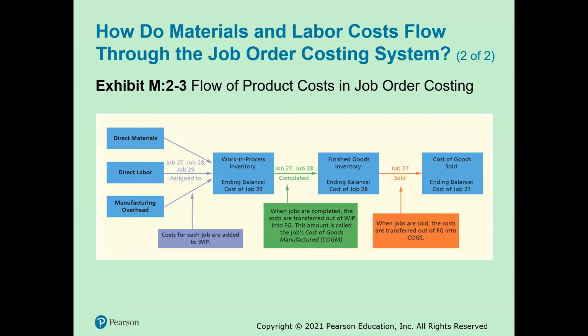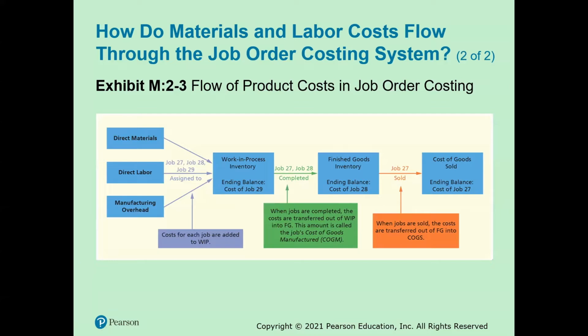In this exhibit, notice that job 27 and 28 were completed. They were completed and they were transferred from WIP to finished goods. Job 27 was delivered to the customer. So those costs were transferred from finished goods to cost of goods sold.